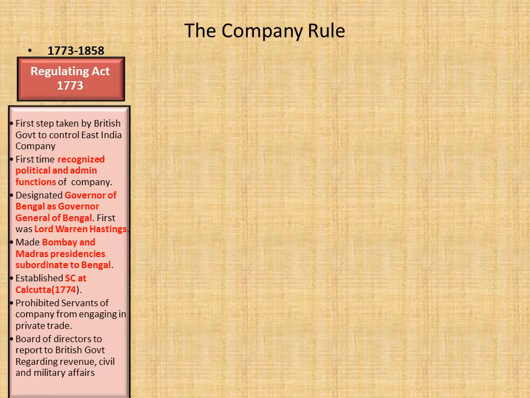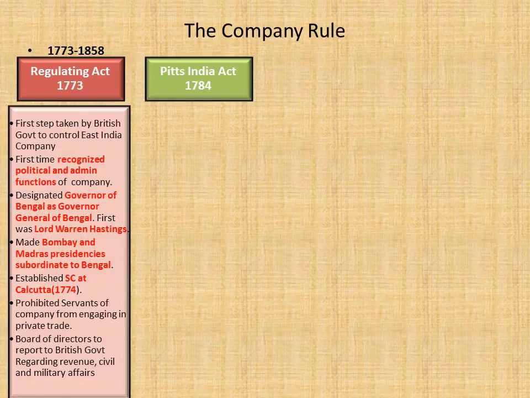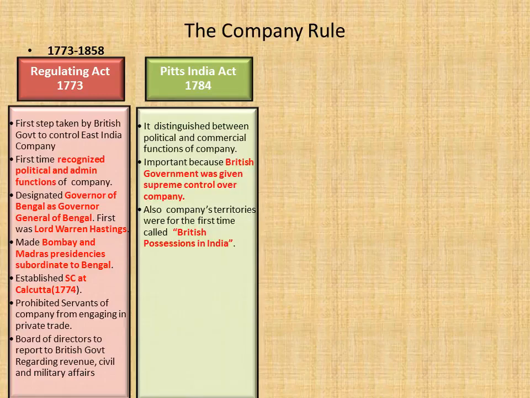Now coming to the second act. The second act was the Pitt's India Act and it was passed in 1784. The important points of this act were: it distinguished between the political and the commercial functions of the company. Secondly, it was very important because the British government was given supreme control over the company through this act. The most important point in this act is that the company's territories in India were for the first time called British possessions in India.